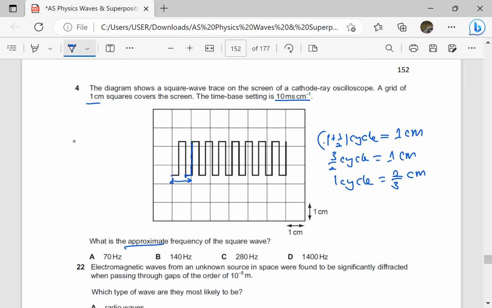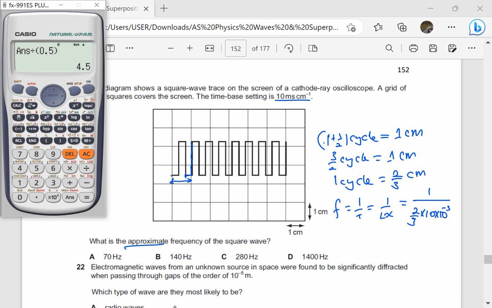So now let's find the frequency. Frequency is equal to 1/period, which is equal to 1/length representing one cycle times the time base setting. So the length representing 1 cycle is 2 over 3 in centimeters. The time base setting is 10 milliseconds per centimeter. So the frequency is going to be 1 divided by length, which is 2 over 3, then times 10 power negative 3 to change it to seconds.